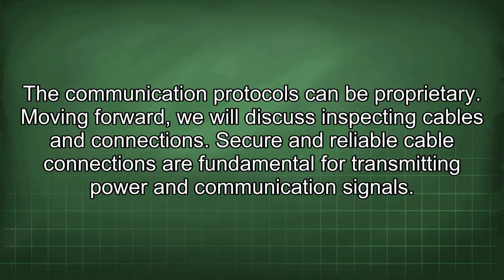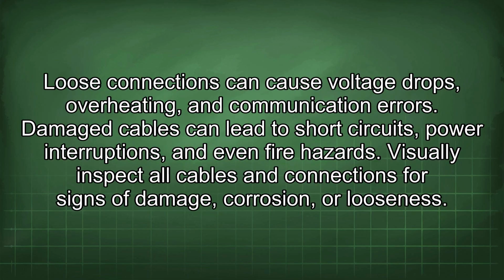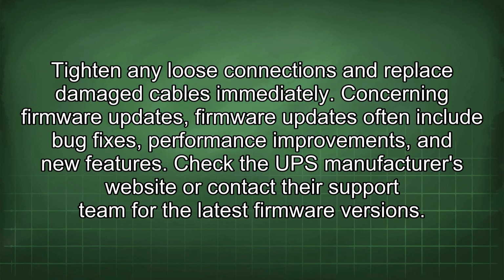Moving forward, we will discuss inspecting cables and connections. Secure and reliable cable connections are fundamental for transmitting power and communication signals. Loose connections can cause voltage drops, overheating, and communication errors. Damaged cables can lead to short circuits, power interruptions, and even fire hazards. Visually inspect all cables and connections for signs of damage, corrosion, or looseness. Tighten any loose connections and replace damaged cables immediately.